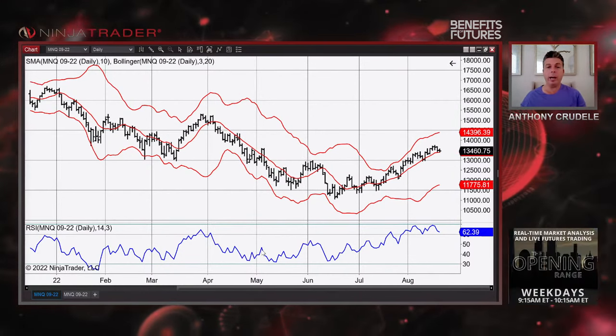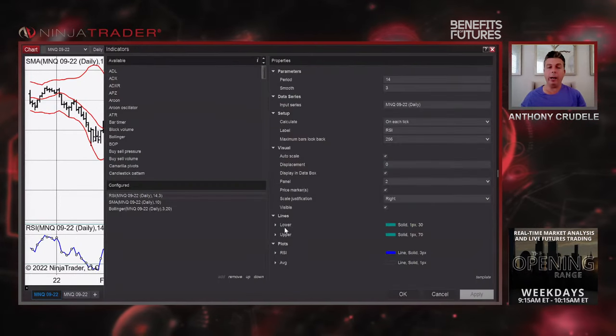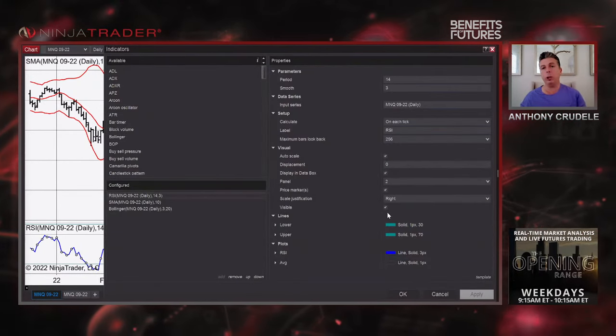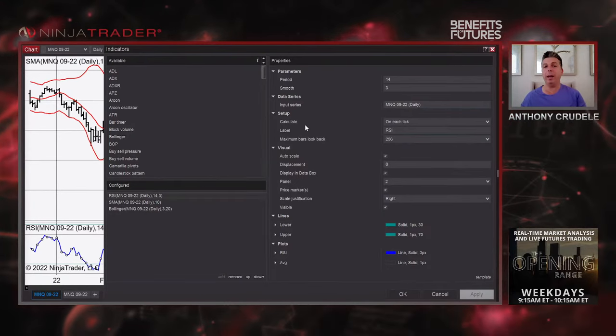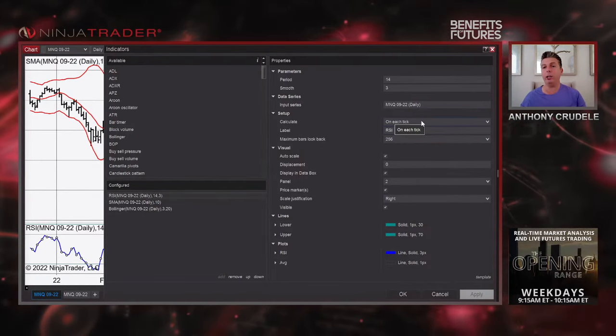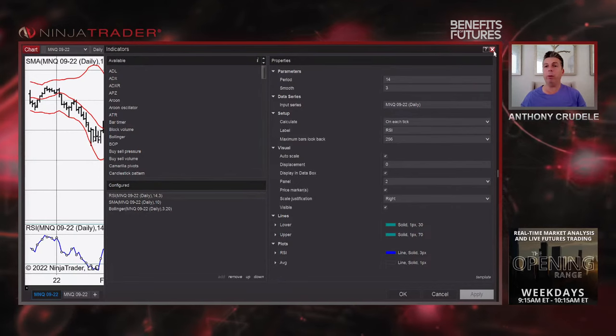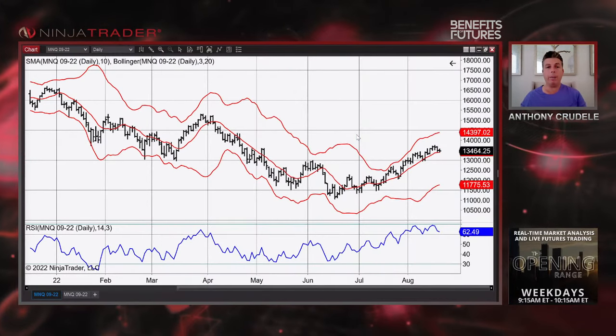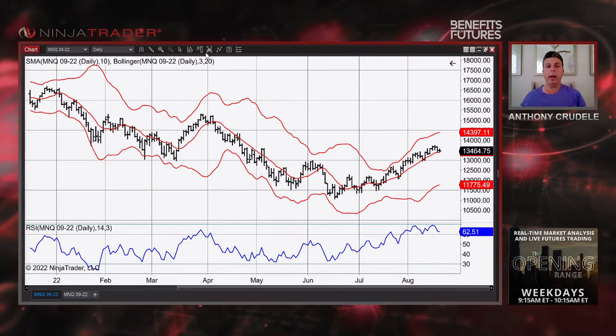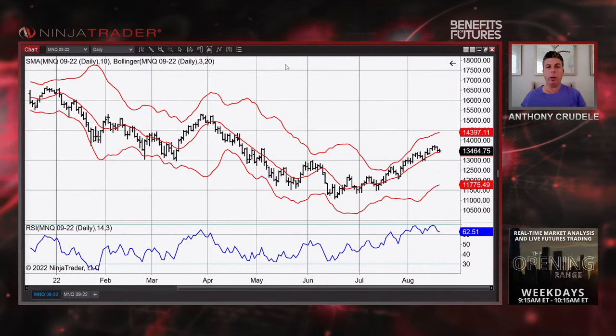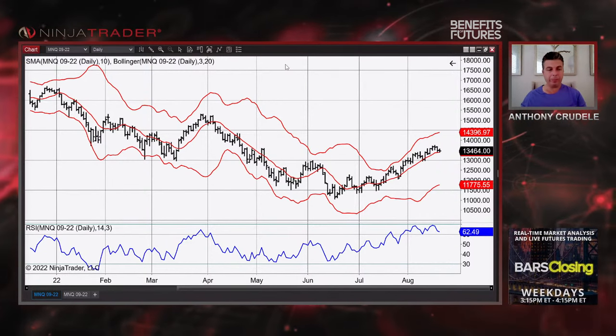And also I have the RSI on here. And when you look at the RSI, I know we're talking about Bollinger Bands today. I just want to show I'm using the basic settings, except the fact that on calculate, I have on each tick, because once again, I feel that that is important when I'm looking at an RSI. So here we are with a daily micro NASDAQ futures chart.